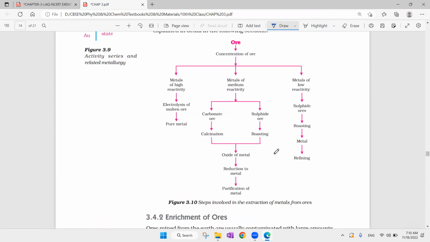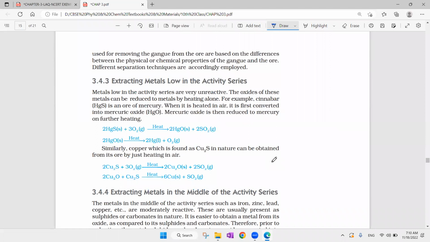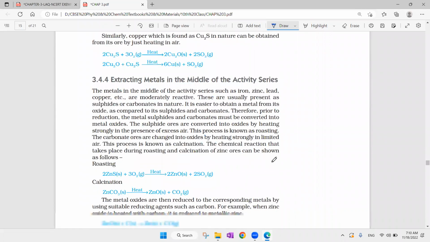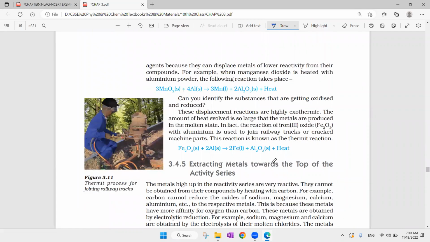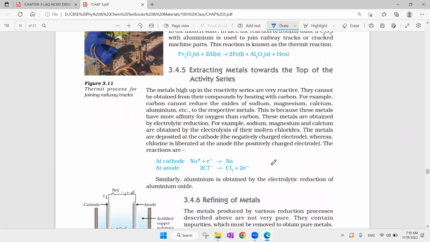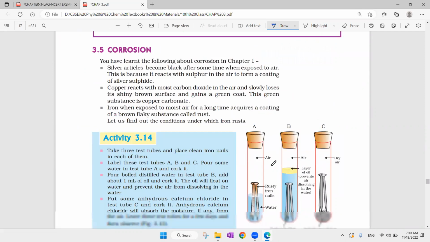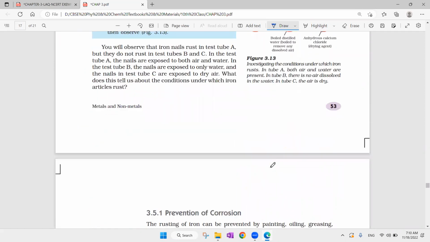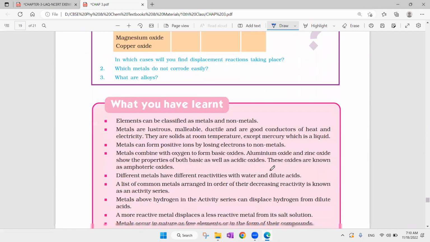So this is the chart that I have told. This chart is most important. Then enrichment of ores: what is meant by ore, what is gangue, what is mineral, what is metal, you should have some idea. Then low reactivity series, how to extract. Medium reactivity series, how to extract. What is the thermit reaction, all these reactions you have to read. Then extraction at the top of the reactivity series, what is electrolytic refining. At last, corrosion. In chapter 1 itself we got corrosion and prevention of corrosion. That's it about this chapter.